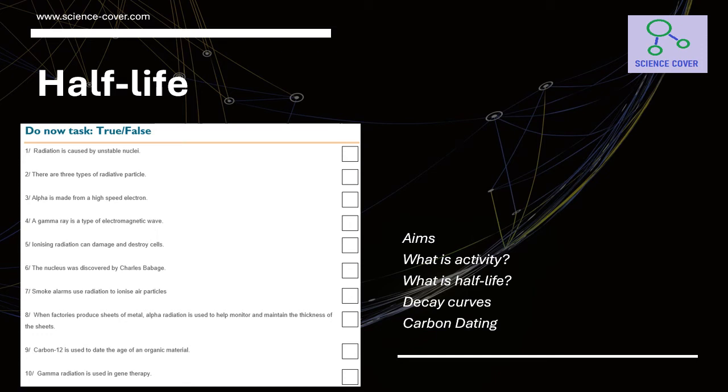Welcome to ScienceCover.com. This session is on half-life. We'll cover what we mean by activity and what we mean by half-life, how radiation can be represented on a decay curve, and how carbon-14 can be used to tell the age of different objects.